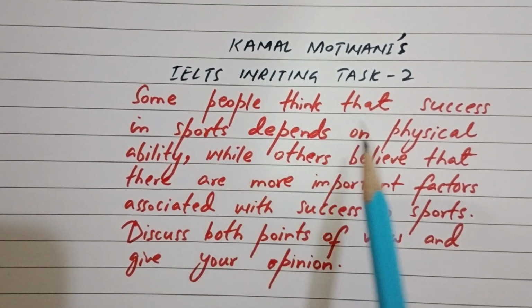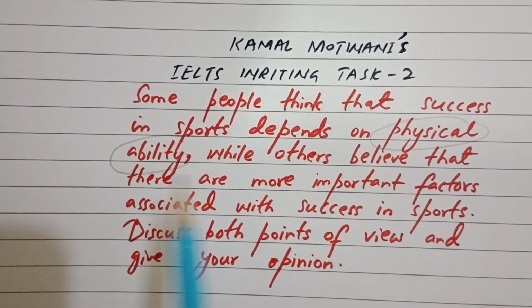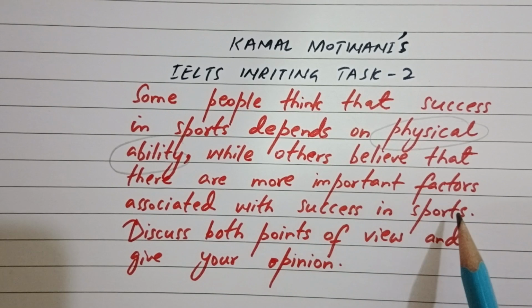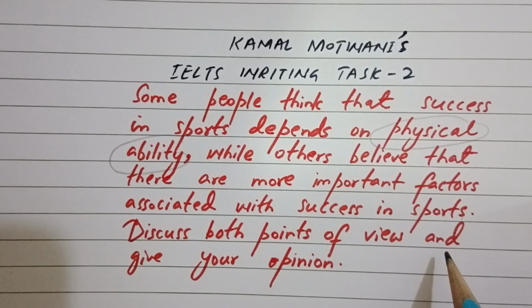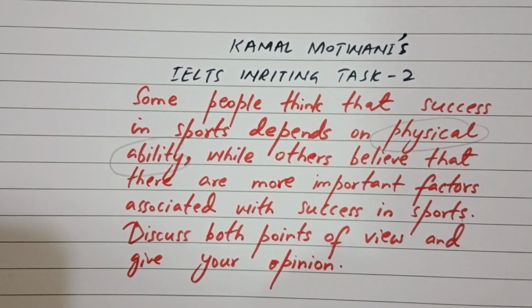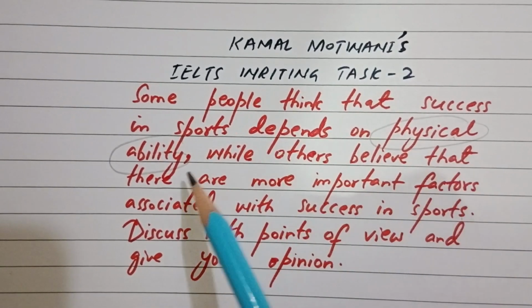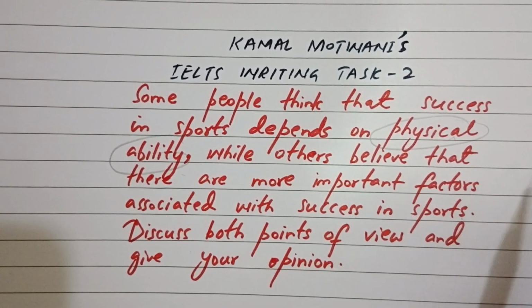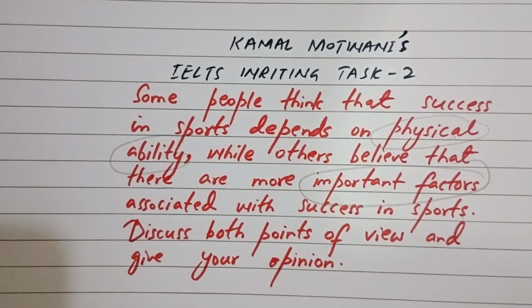Let's read it. Some people think that success in sports depends on physical ability, while others believe that there are more important factors associated with success in sports. Discuss both points of view and give your opinion. Okay. Now, what we have to do is understand this IELTS writing task 2. This is physical ability versus other factors for the success in sports.